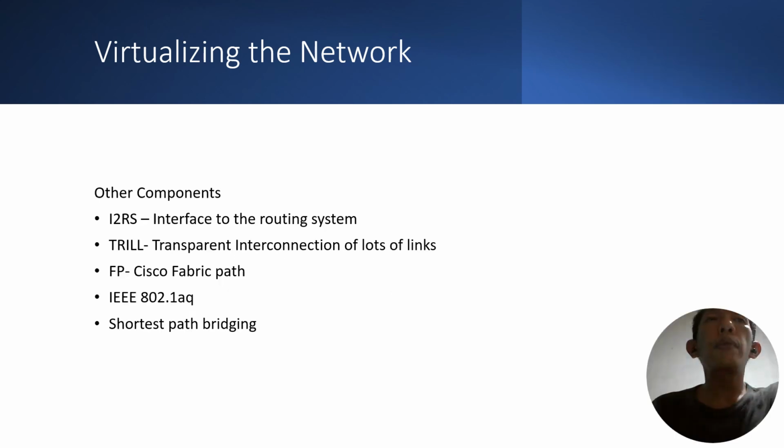IaaS. The other components are I2RS, or Interface to the Routing System. TRILL stands for Transparent Interconnection of Lots of Links. FP, or the Cisco FabricPath. IEEE 802.1aq, and shortest path bridging.